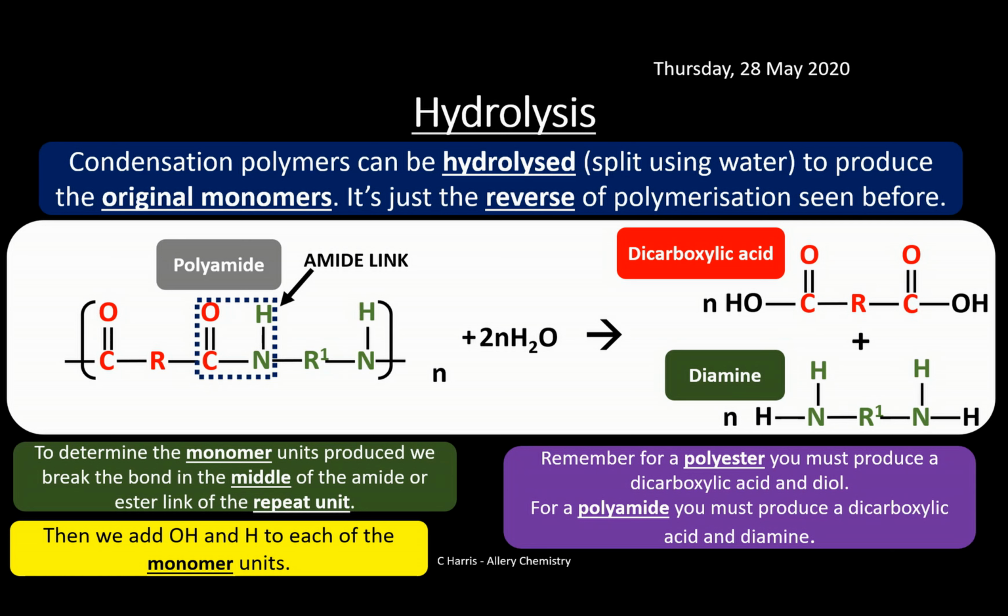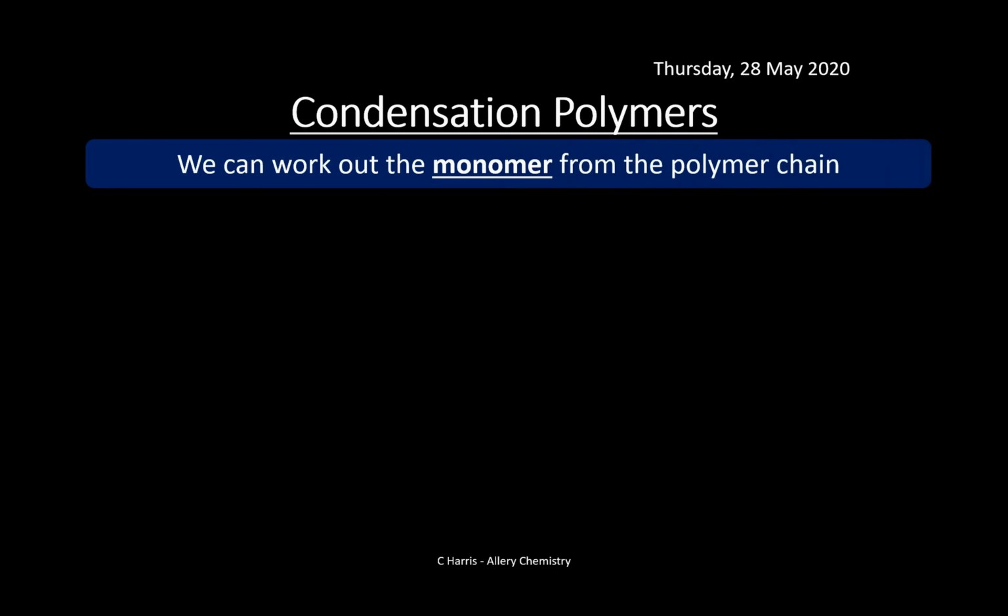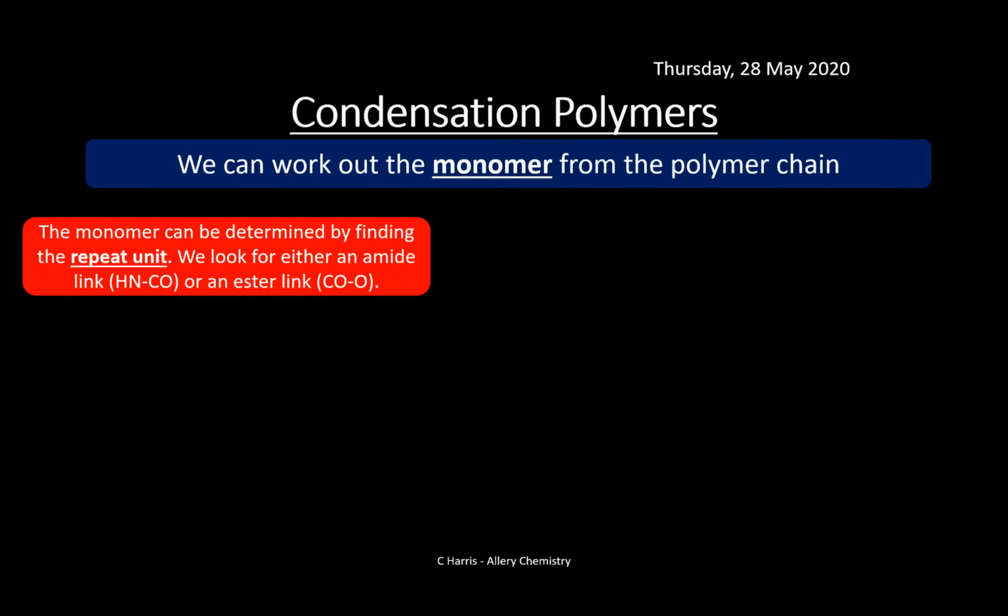Really, really important. Just look at it. It's really straightforward when you look at it, actually. It's not too difficult. It's just finding that link and deciding what monomer units are going to be produced. Like I say, we can work out the monomer from the polymer chain, as we've just seen. I'm just going to quickly go through this because you've just seen an example, but this is dedicated to the discovery of the monomer.